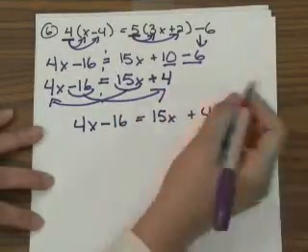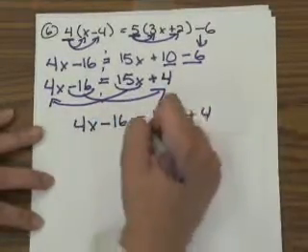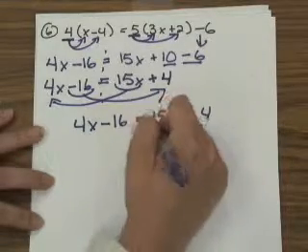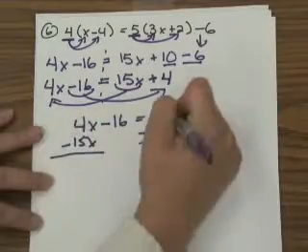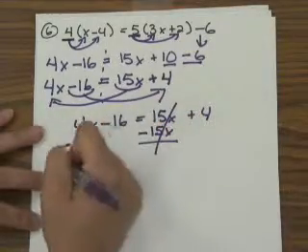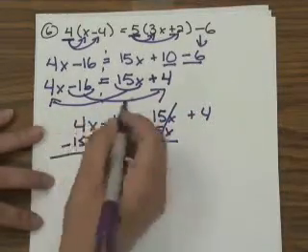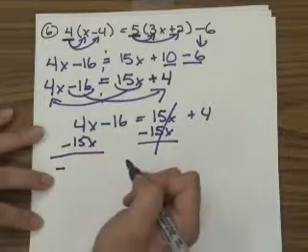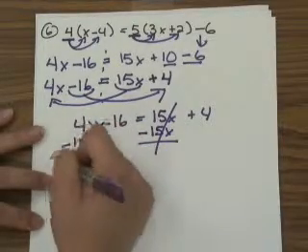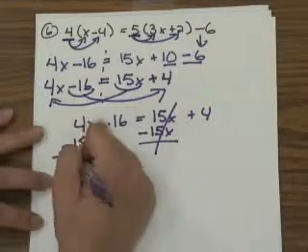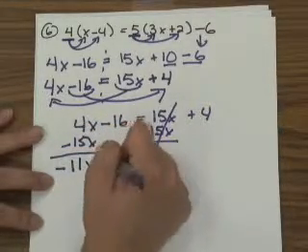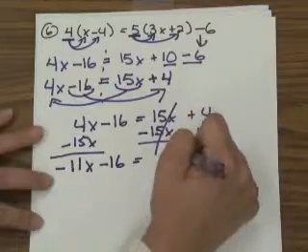I want to bring 15x to the left side. So since 15x is positive, I'm going to subtract it. It's going to cancel on the right, but on the left-hand side, they're opposite signs, so I'm going to subtract and take the sign of the higher number. Since 15 is higher and it's negative, my answer is also going to be negative. And 15 minus 4 gives me 11x. Bring down the negative 16 equals, bring down the 4.